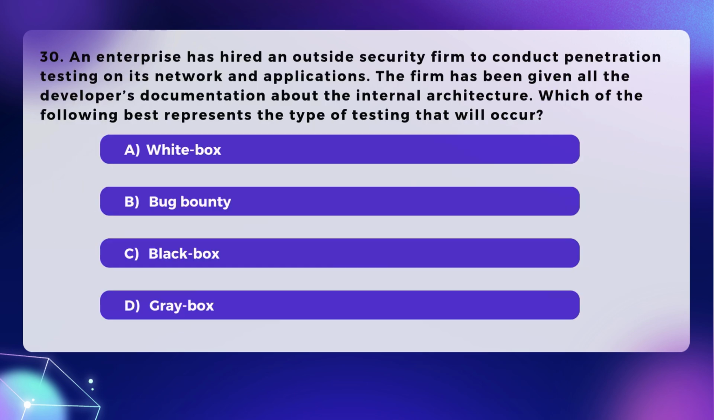An enterprise has hired an outside security firm to conduct penetration testing on its network and applications. The firm has been given all the developer's documentation about the internal architecture. Which of the following best represents the type of testing that will occur? A. White box. B. A bug bounty. C. A black box. D. Gray box.